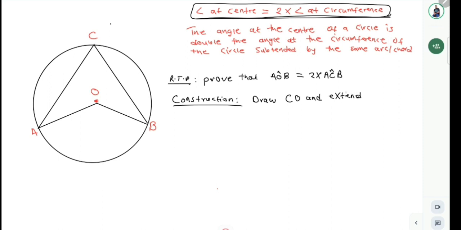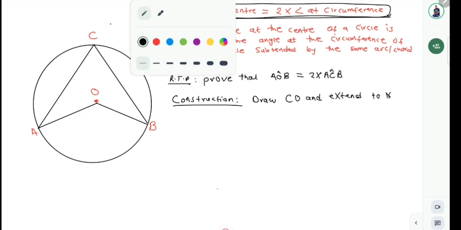You can denote any letter here, boys and girls. It is not necessary that you put this particular letter, unless it is stated otherwise. Okay, so I'm denoting the letter N here. I'm drawing CO and extending it to N.